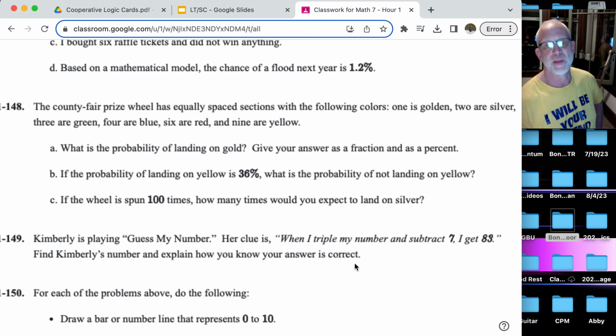Kimberly is playing Guess My Number. Her clue is when I triple my number and subtract 7, I get 83. Find Kimberly's number and explain how you know your answer is correct.